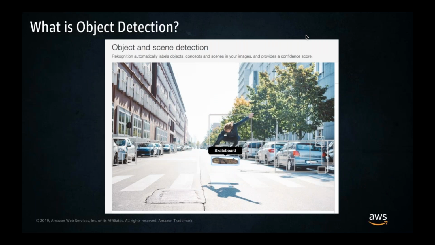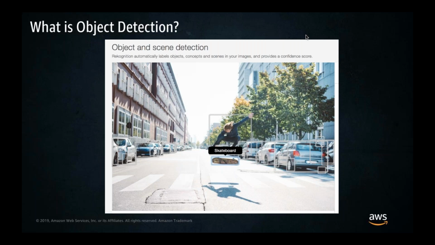Object detection builds on image classification techniques. It additionally provides object localization by predicting bounding boxes that enclose the objects within an image. So here's a screenshot, again, from the Rekognition demo, which you can run from the AWS console. The object scene detection capabilities in Rekognition is an example of object detection in action.